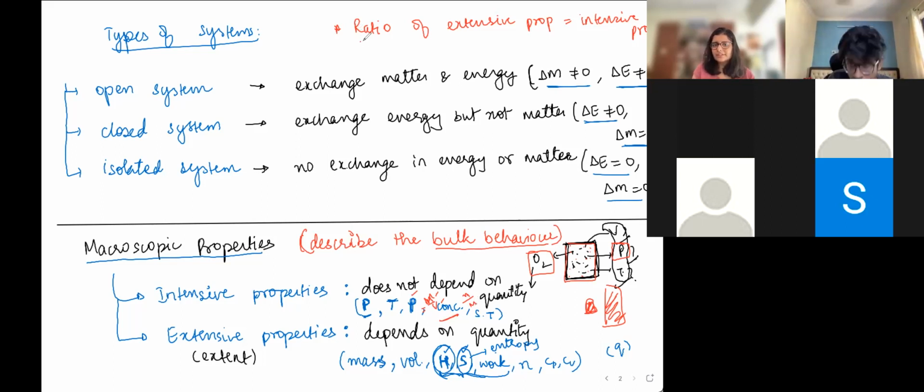Now, because you're taking a ratio, you're basically standardizing it to unit mass or unit volume, how much there is of this particular thing. So that makes it an intensive property, because you're standardizing the quantity. So if you're ever wondering whether something is intensive or extensive, if it happens to be a ratio of two extensive properties, then it's an intensive property.